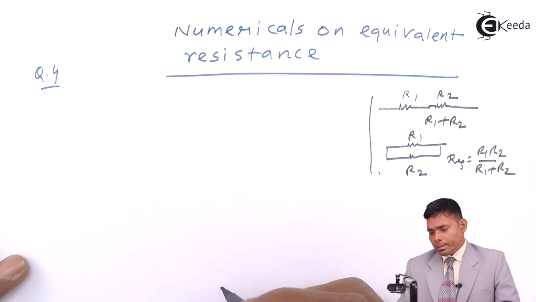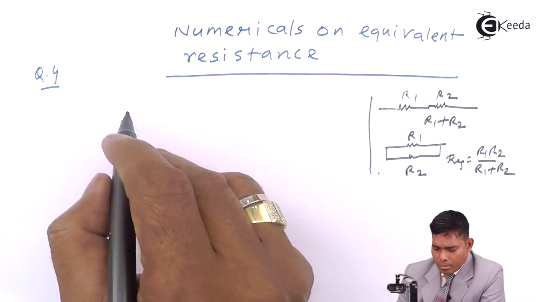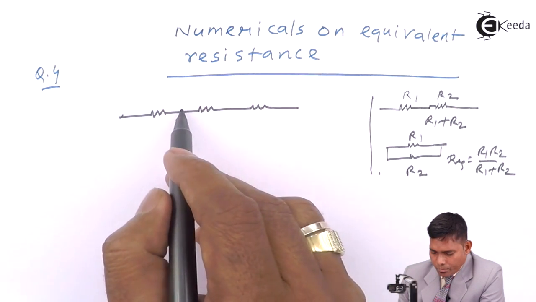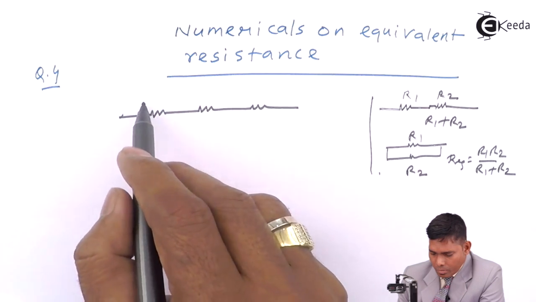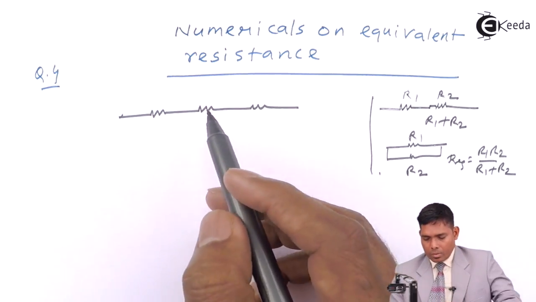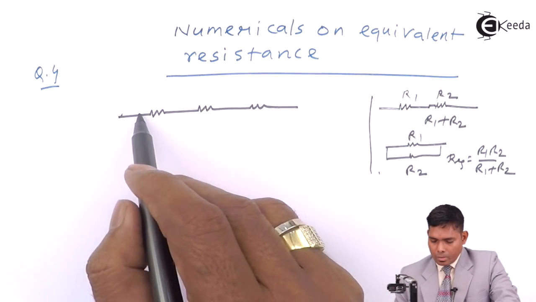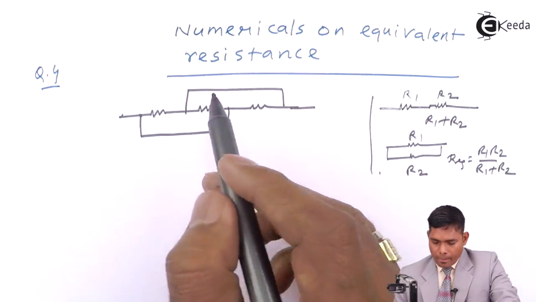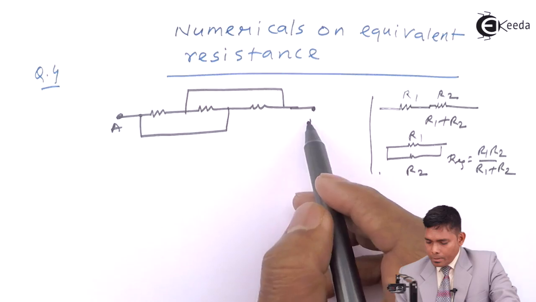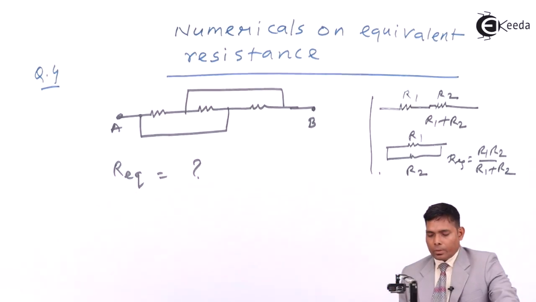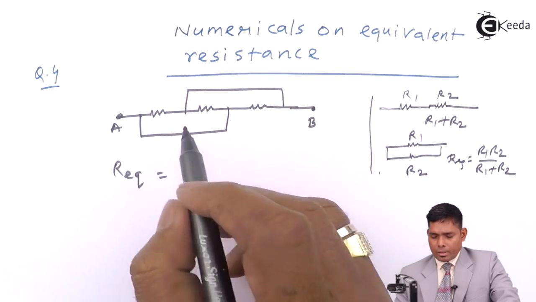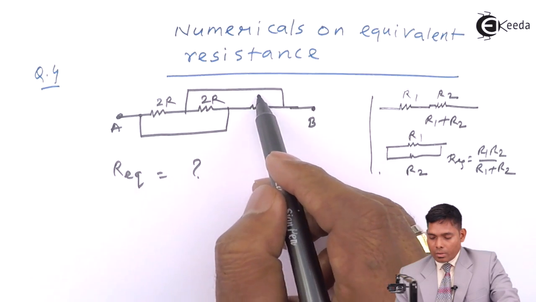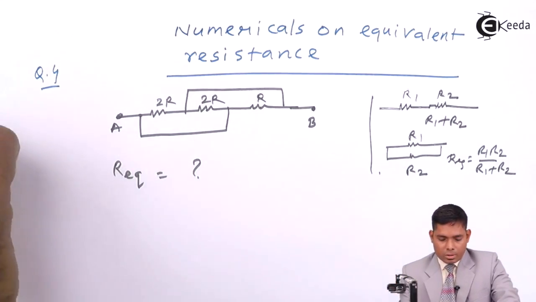Now the question is, find the equivalent resistance of this. I'll draw it like this and like this. The question is, find the equivalent resistance between the two points A and B. Suppose I take this resistance as 2R, this as 2R, and this as R. How to solve this type of question?